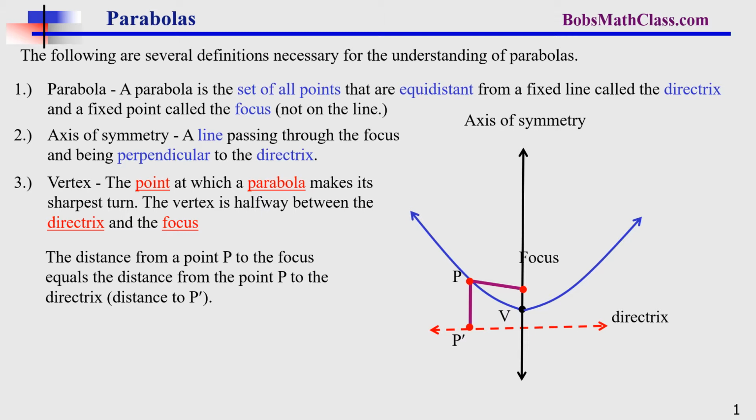The vertex, that's a point at which the parabola makes its sharpest turn. The vertex is halfway between the directrix and the focus. That's important. It's halfway between the directrix and the focus, so it's right in the middle. The distance from a point P to the focus equals the distance from the point P to the directrix. We'll call that P prime.